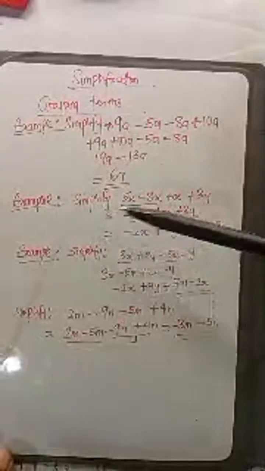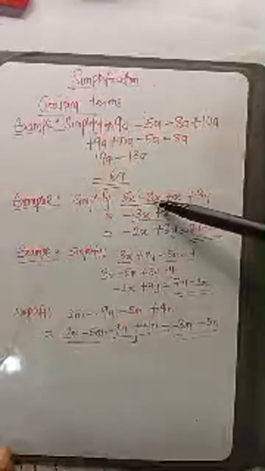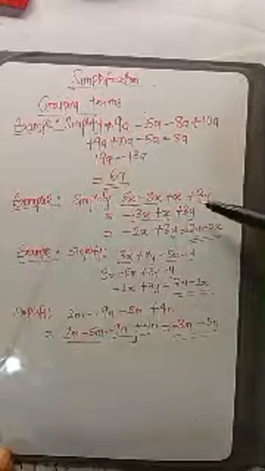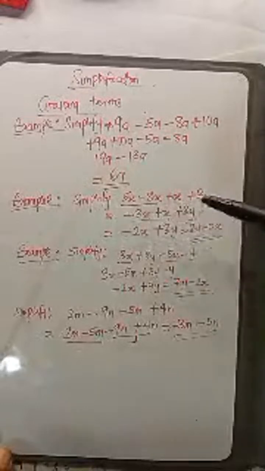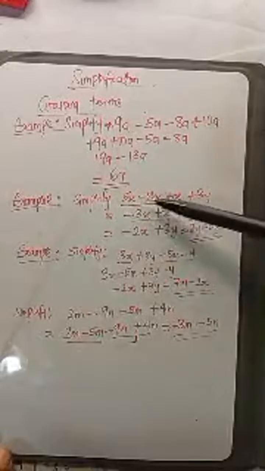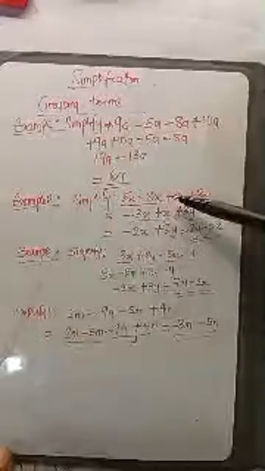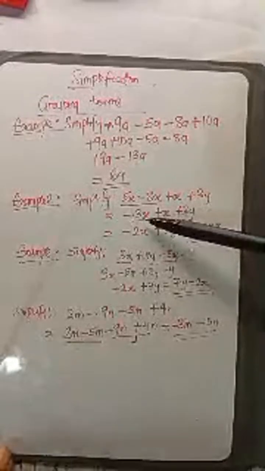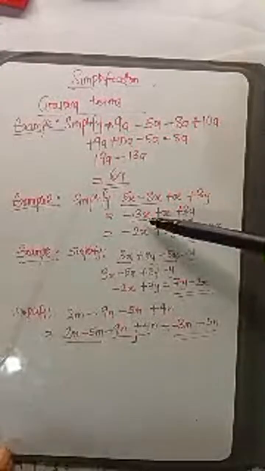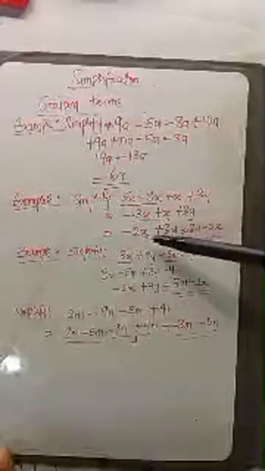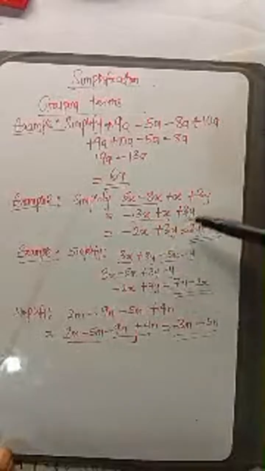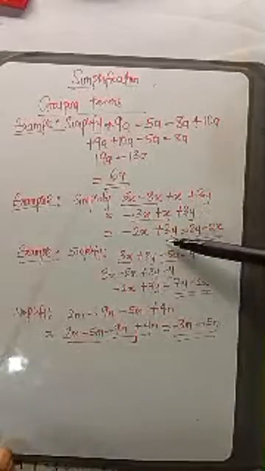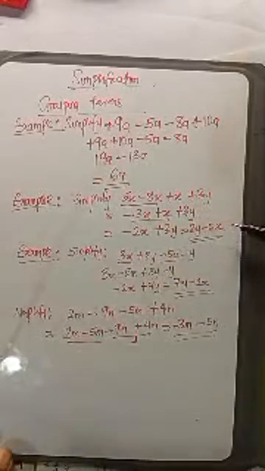Another example is 5x minus 8x plus x plus 3y. So by the time I subtract 8x from 5x, it gives us minus 3x. So this is plus x plus 3y. So by the time you add these two together, minus 3x plus x will give us minus 2x. This is 3y, which is equal to 3y minus 2x.